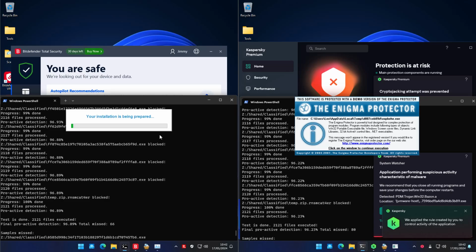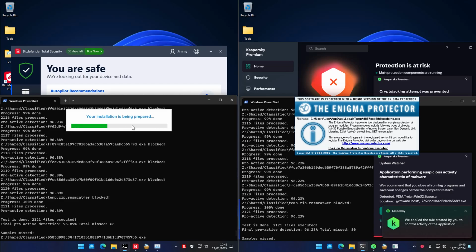All right, both tests are finally complete, and we have a detection ratio of 96.89% on Bitdefender's side and 96.23% on Kaspersky's side. And we've got this perpetual installation going on Bitdefender's side, which is really annoying me, because this is one of those Windows XP style progress bars that goes to the end and you think it's about to complete and then it goes all the way to the start again.